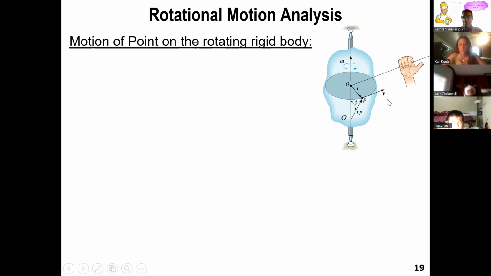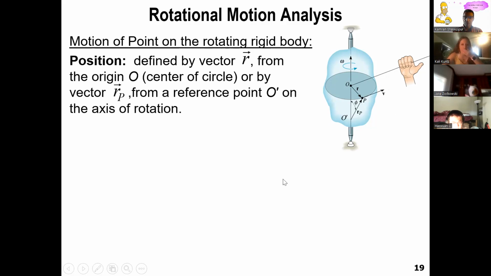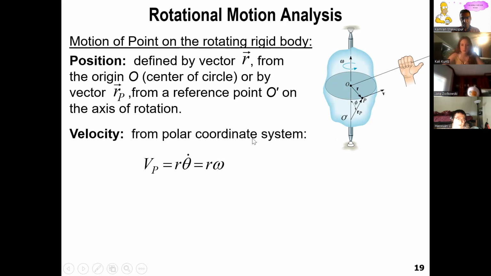What you remember from kinematics, velocity is always tangent to the path of motion. So velocity has to be tangent to this circle at this moment. This is how we define the position from the center of the circle. The position vector is R. From a base reference O prime, the position vector is RP, and we want to get the velocity in terms of RP. But you guys know that if P moves on a fixed radius, how much is the velocity? It's going to be R theta dot.